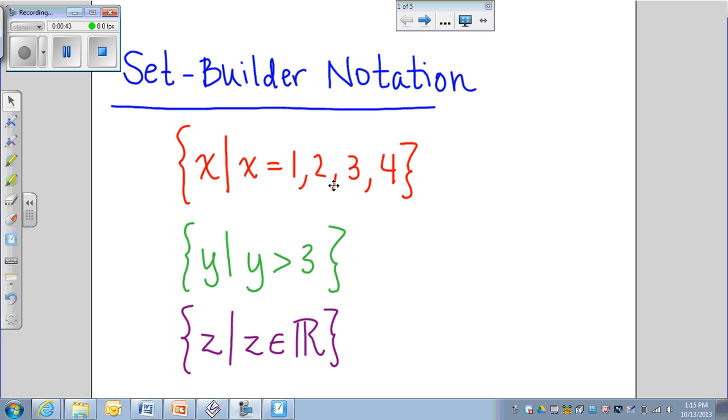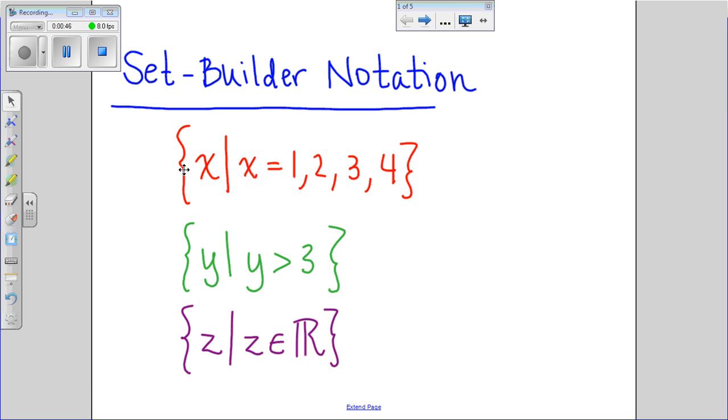So this first one in red would be read, all x such that x is equal to 1, 2, 3, or 4, which means that x can be anything 1, 2, 3, or 4. This second one in green would be read, all y such that y is greater than 3. So y can be anything greater than 3. This one in purple says, all z such that z is a member of the real numbers, which means z can be anything as long as it is a real number.